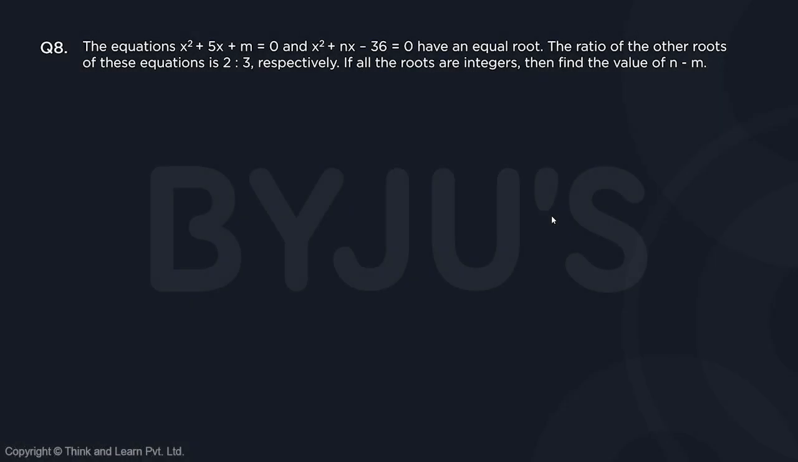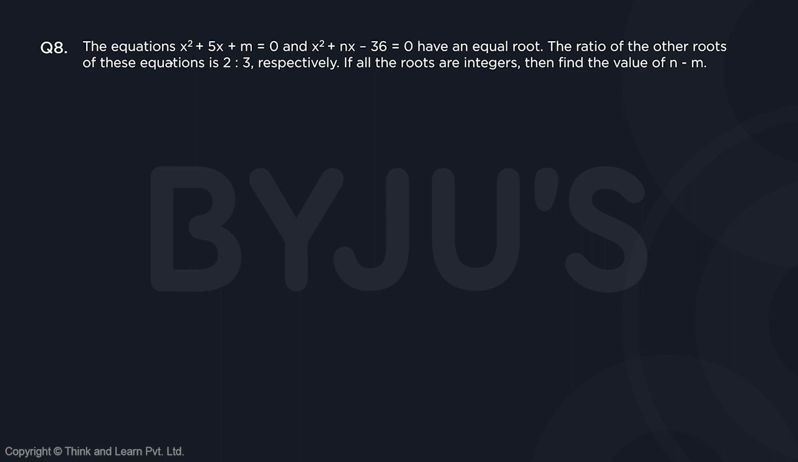Question number 8. The equations x² + 5x + m = 0 and x² + nx − 36 = 0 have an equal root. The ratio of the other roots of these equations is 2:3 respectively. If all the roots are integers, then find the value of n − m.